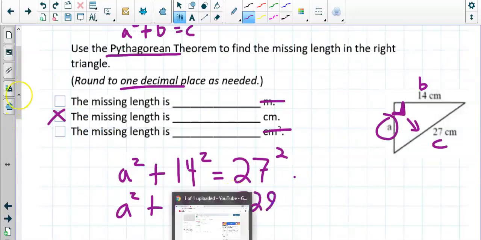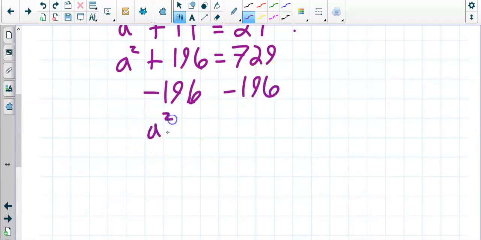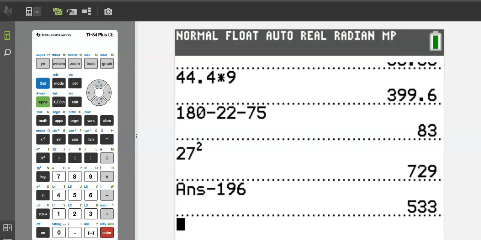So 729, and now I'm almost done because all I got to do is get the A squared by itself. So minus 196, minus 196. A squared is equal to, just go to my calculator, take that number we just found, minus 196. So 533.